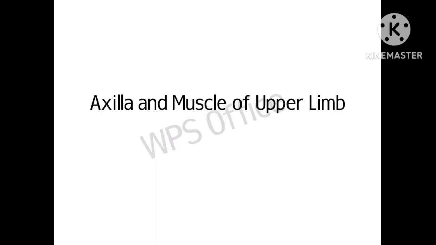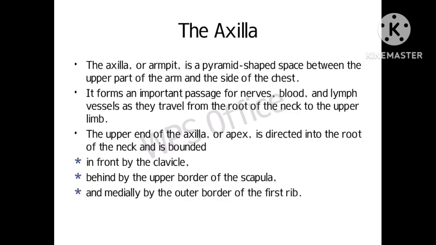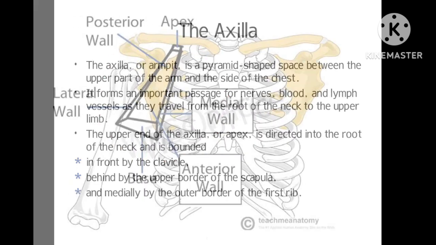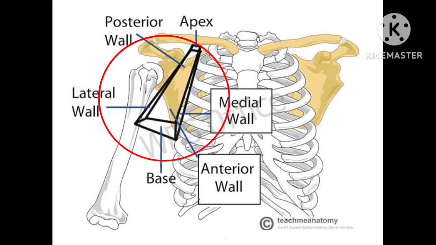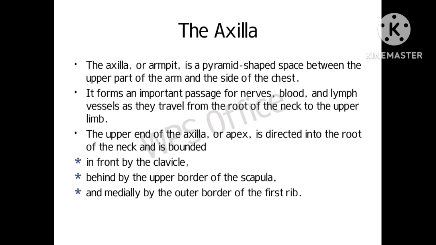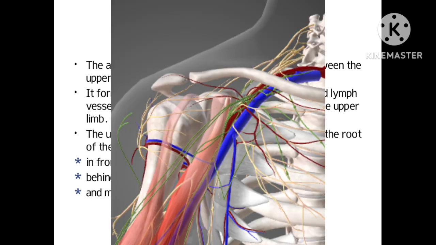So today we are going to discuss our new topic, axilla, and its key muscles. The axilla, or armpit, is a pyramid-shaped space between the upper part of the arm and the side of the chest. It forms an important passage for nerves, blood, and lymph vessels as they travel from the root of the neck to the upper limb.